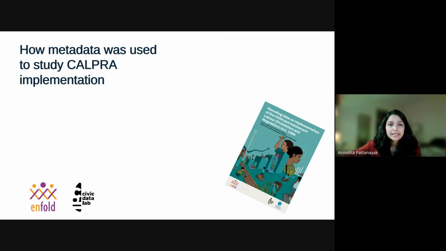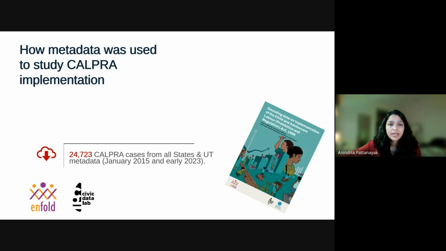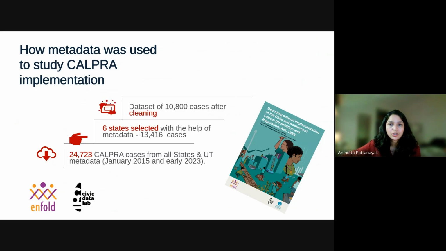First, we got an aggregate set of cases where the under Act field mentioned CALPRA in it. We then selected the states that we were interested in. These were 6 states that we selected, and we had to clean our data set, which I will tell you more about shortly. And finally, we had a set of 10,800 CALPRA cases in our 6 selected states. And this was a much bigger data set than our previous studies where we relied only on judgments. Here, since we took into account metadata, we managed to get a much bigger data set.